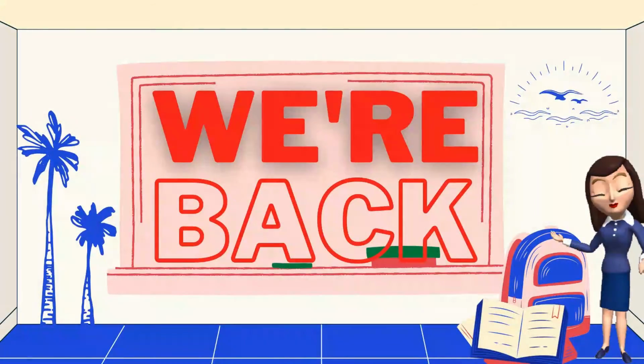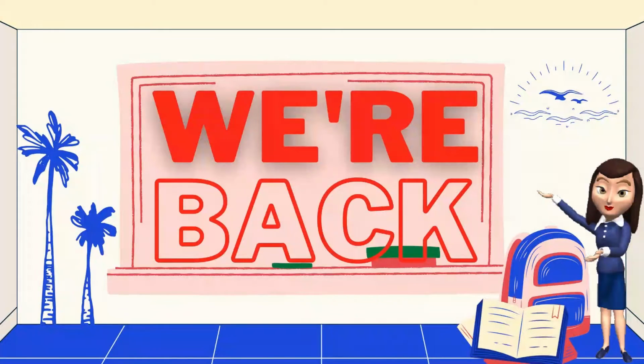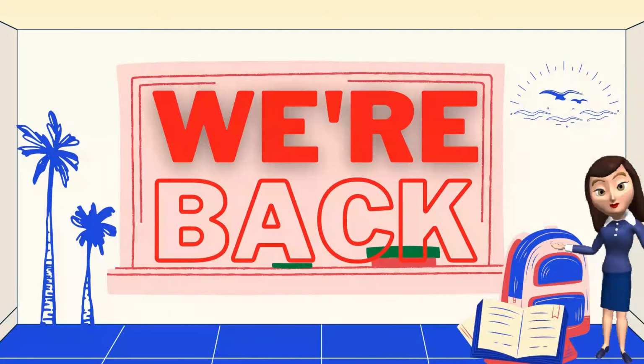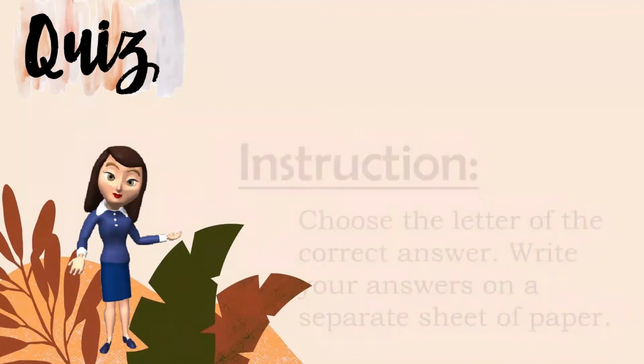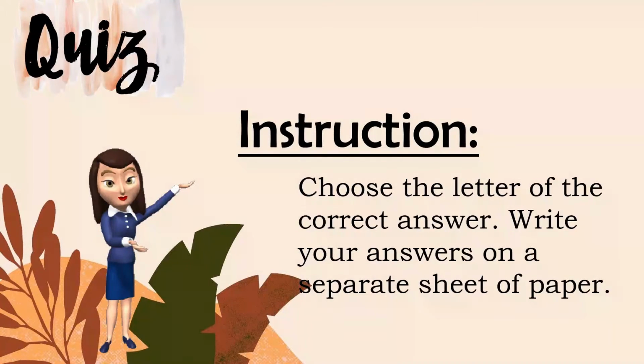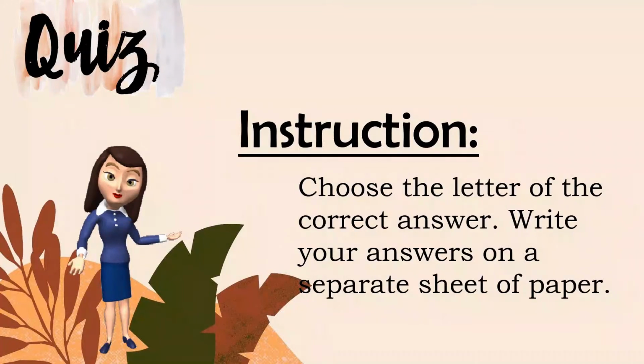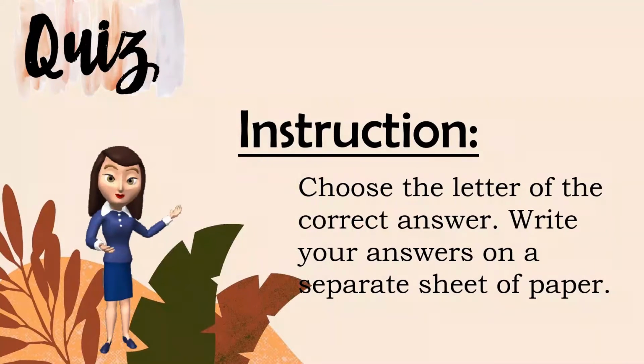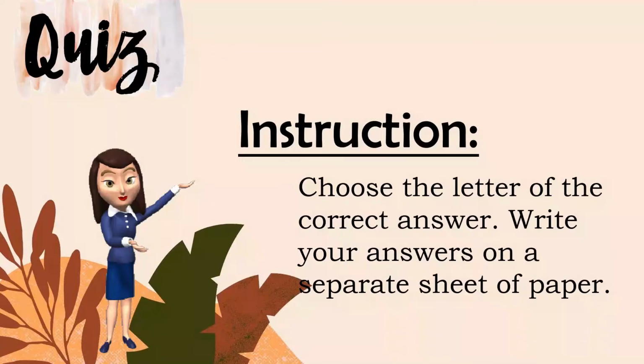And we are back. Are you now ready for your quiz? I guess you are quite ready and excited. Now, learners, kindly open your module on pages 23 to 24. Let us read the instruction together. Choose the letter of the correct answer. Write your answers on a separate sheet of paper. Let us start.